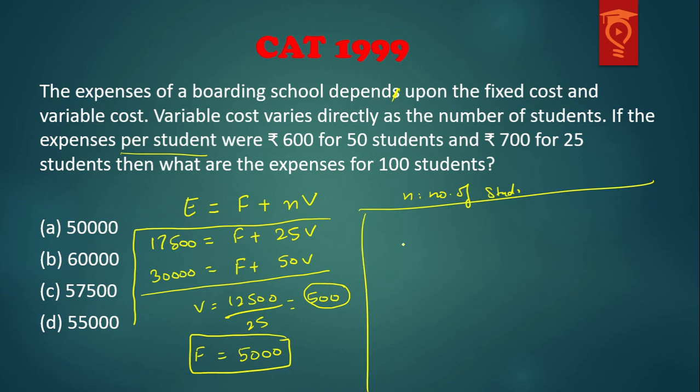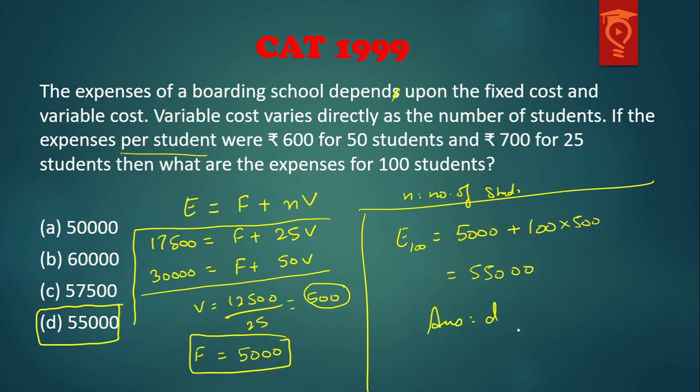Now when there are 100 students, the total expenses for 100 students would be fixed cost plus 100 times variable cost. So what do we get? 55,000, which is our D option. So answer is option D. So hope it is understood like this.